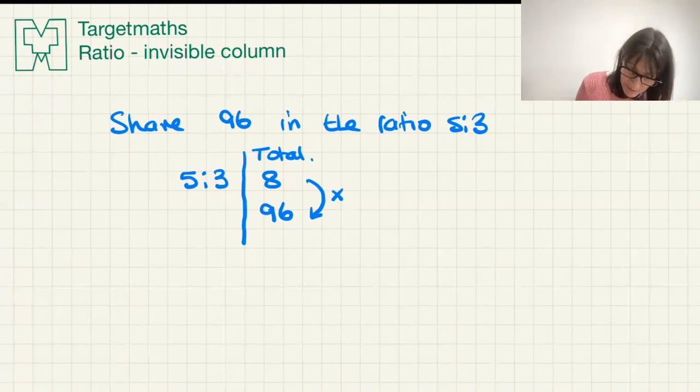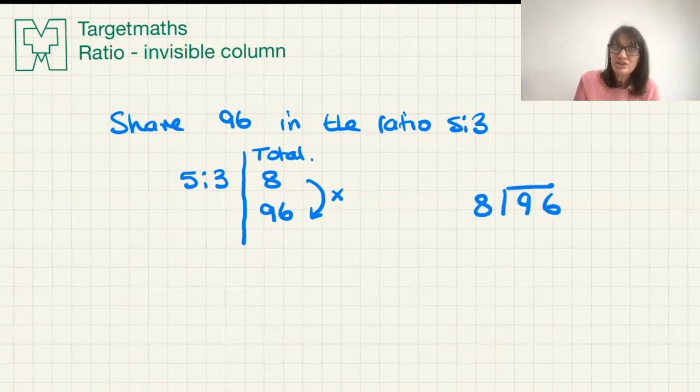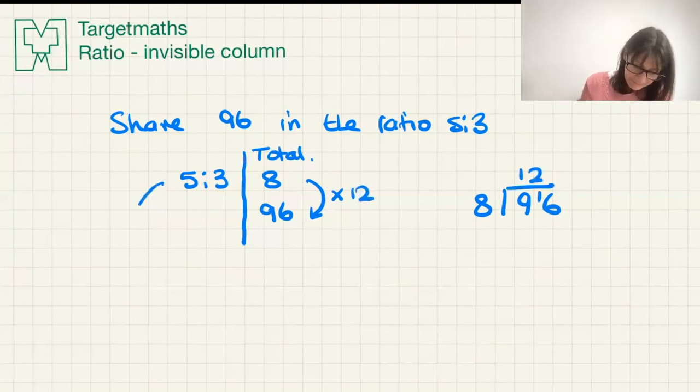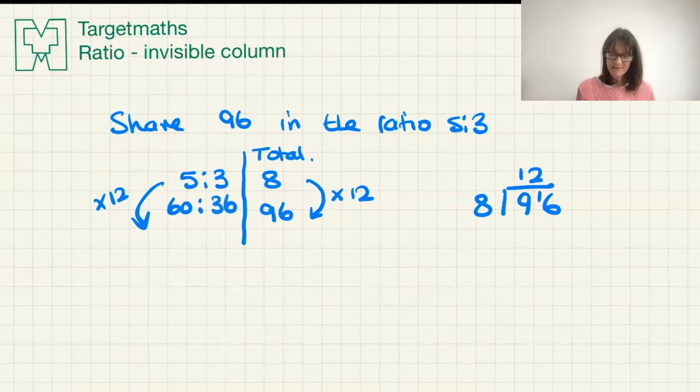Okay, this one works beautifully and quickly in my bus shelter. How many 8s go into 9? 1, with 1 left over. How many 8s in 16? 2. So I'm timesing by 12. So I'm timesing everything by 12. I've got 60, 3 12s are 36, and that's it shared. And this here should add to my total. That's a check that I could do to make sure I did all my maths correctly.